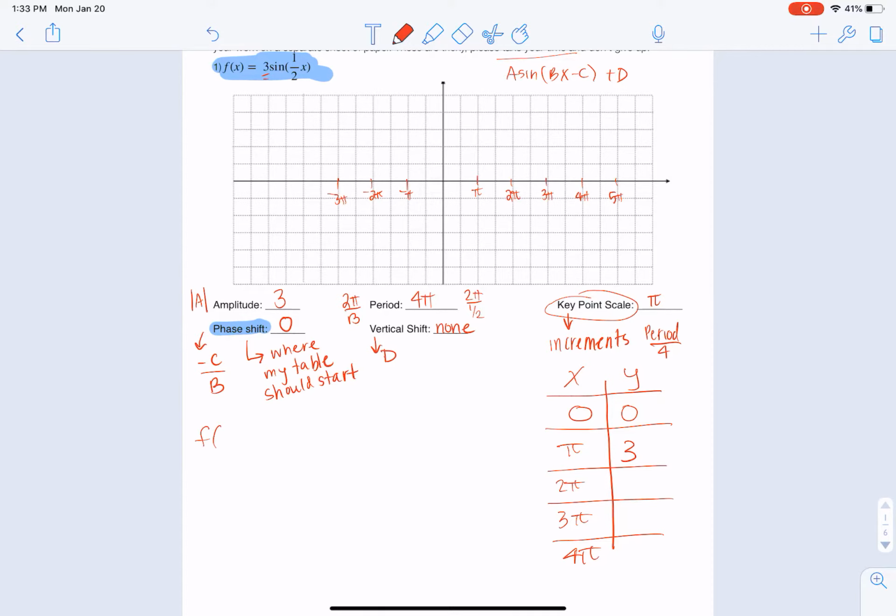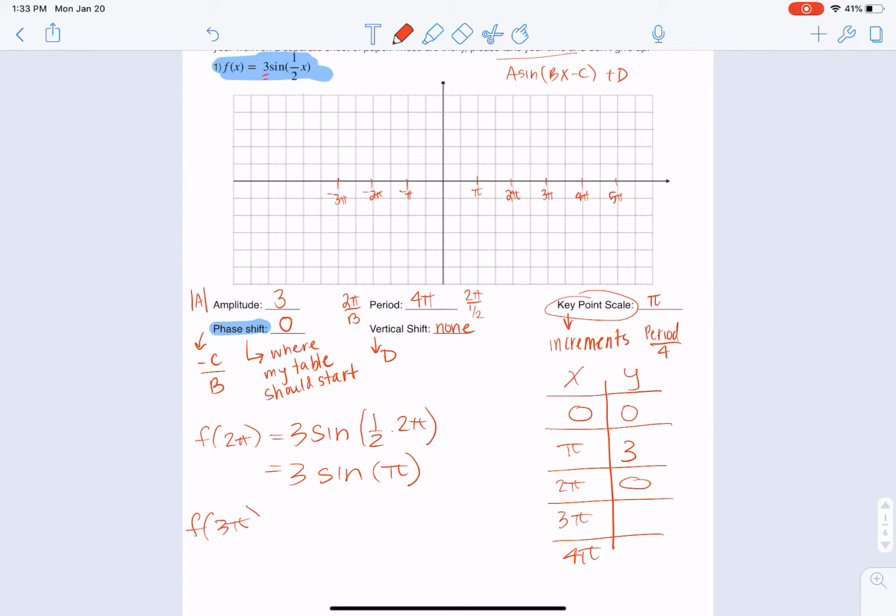So now I'll do f of 2 pi, which will be 3 times sine of 1/2 times 2 pi. It's going to give me 3 times sine of pi, which again is going to be 0, and 3 times 0 is 0.